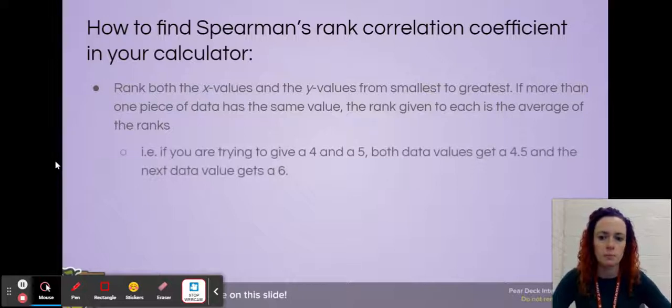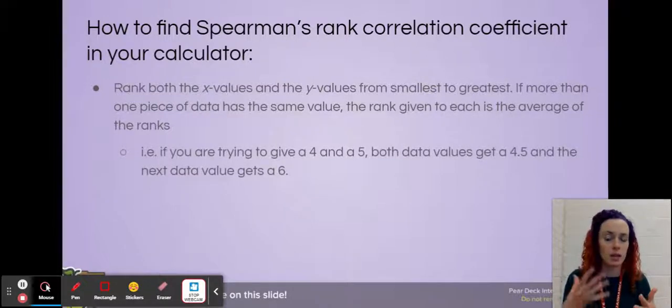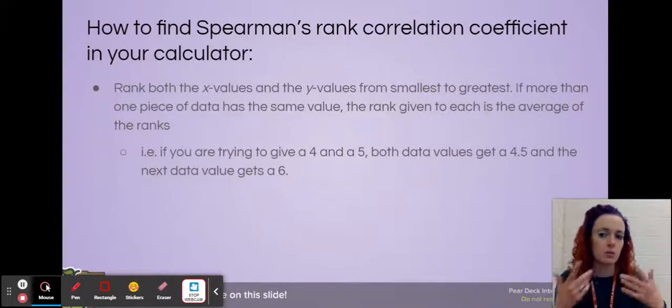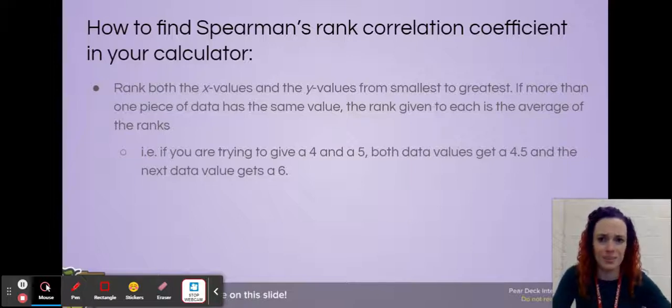So for example, if you're trying to give a ranking of a 4 and a 5, both data values would get a 4.5, because that's in the middle of the 2 rankings that you're looking at. And your next data value would get a ranking of a 6. And we'll go through examples using that. So hopefully using an actual example, it'll make more sense.